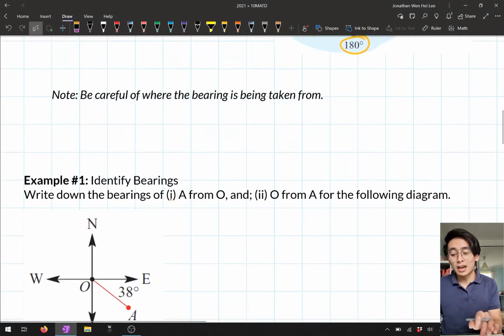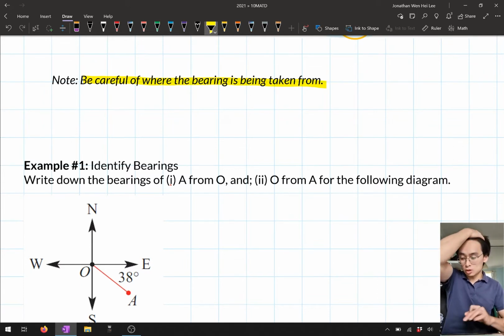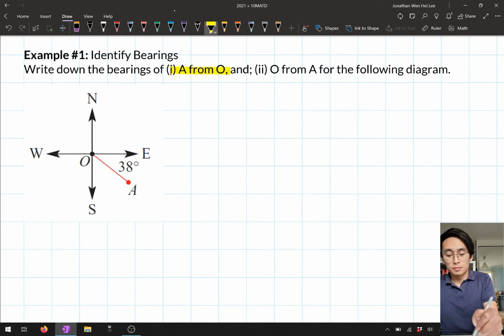The other thing to be very careful of, and I actually should have said this before that point, is to be careful of where the bearing is being taken from. And in this first example, we're going to have a look at what that actually means. So, identifying bearings. In example 1, we're going to write down the bearings of, firstly, A from O and O from A for the following diagram.